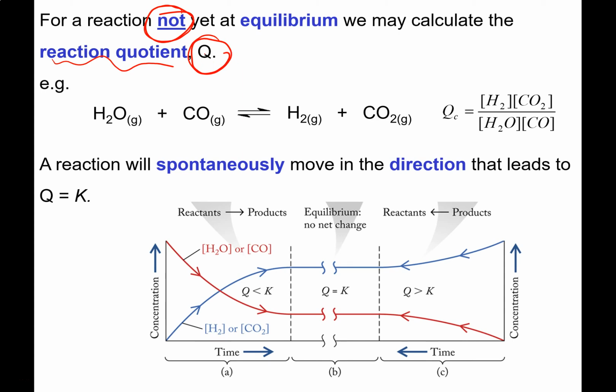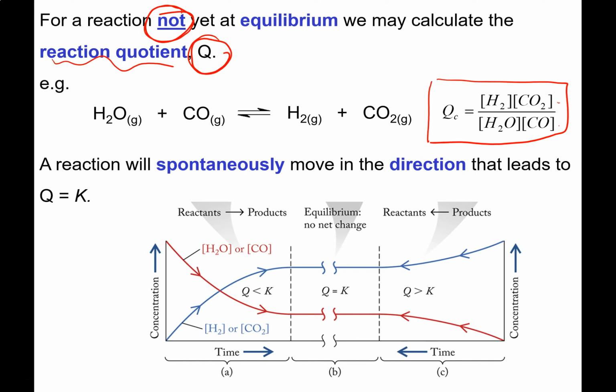The reaction quotient, and I'm just going to illustrate this, is calculated in a very similar manner to the equilibrium constant. So here's this reaction, water vapor reacting with carbon monoxide to give H2 and CO2. If this reaction is not yet at equilibrium, we can calculate QC, the concentration reaction quotient. It has the same form as the equilibrium constant: products over reactants, where each of those concentrations is raised to the power of its stoichiometric coefficient, which in this case are all 1.